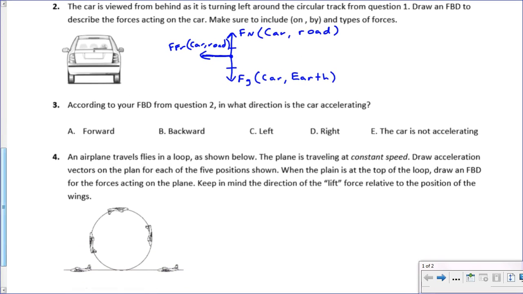All right, which brings us to question number 3. It says, according to your FBD from question 2, in what direction is the car accelerating? It's accelerating here, to the left.